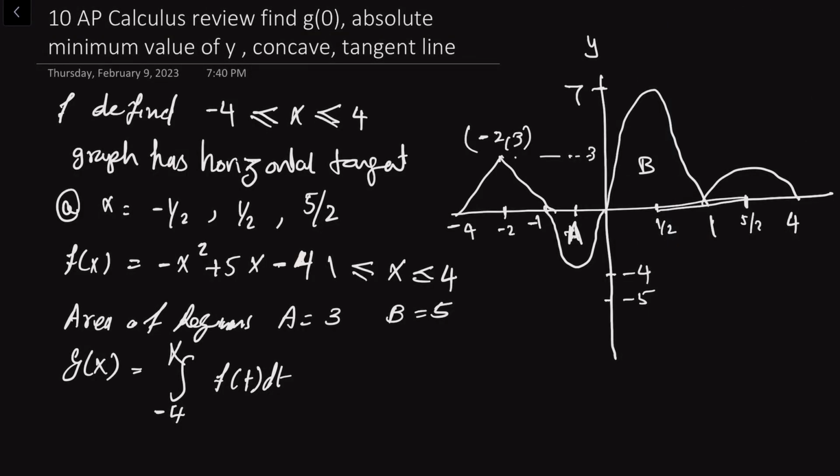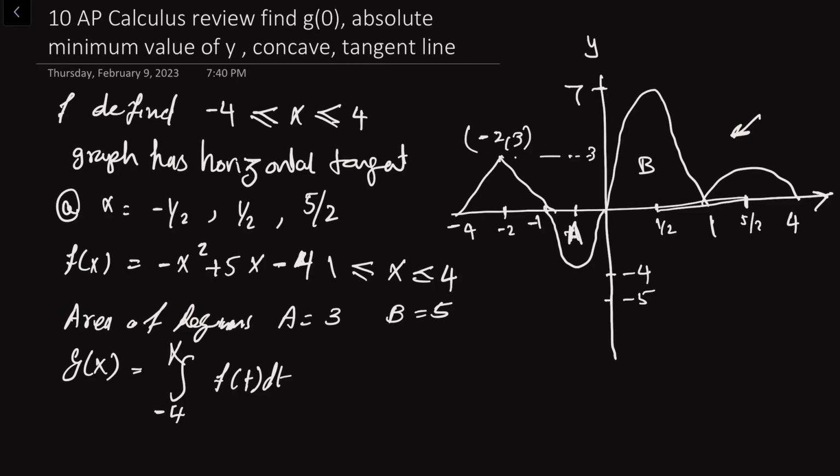Oh, hi everyone. Welcome back to more problems on reviewing the AB calculus. This problem is about the absolute minimum value of y, and we also want to know where it is concave up or down, and at the end, we want to know the tangent line in some interval of this function.